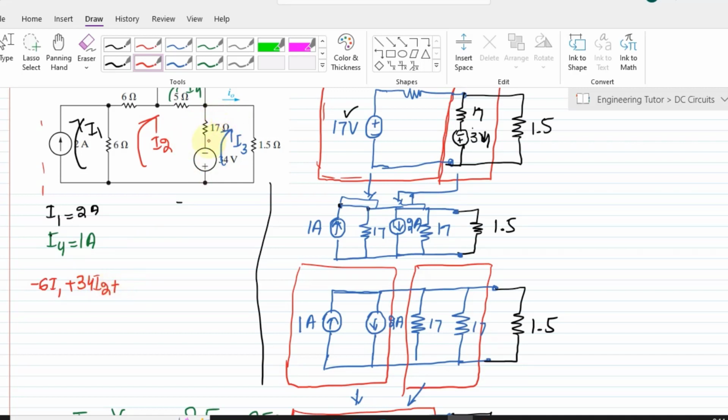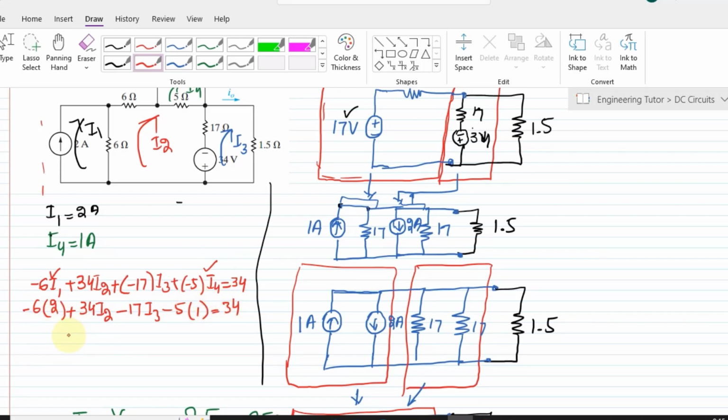Similarly, the resistor it shares with this one is the 17 ohm, so minus 17I3, and the resistor with this one is the 5 ohm, so minus 5I4, equal to the source, which is 34 volts. Now let me put in the values of I1 and I4: minus 6 multiplied by 2 plus 34I2 minus 17I3 minus 5, and I4 is 1, equal to 34.